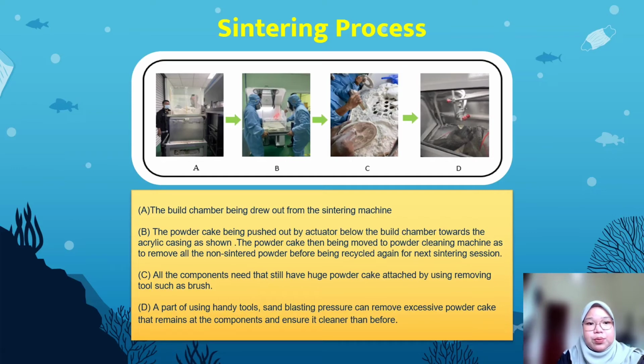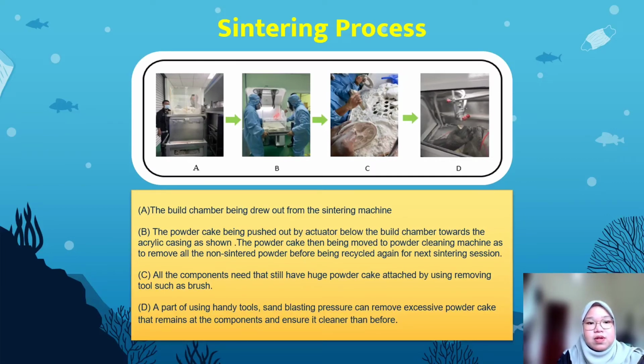Then, the powder will be put into the mixer machine to make sure that the powder blends well before being collected and sent to the feeder chamber inside the SLS machine. The second stage is the printing or sintering process, where the parts are sintered using a 70 watt CO2 laser.